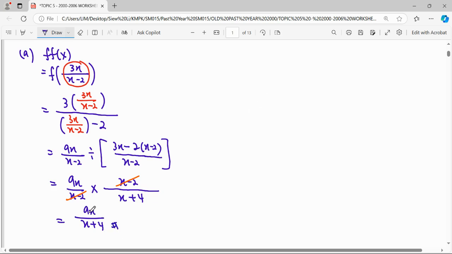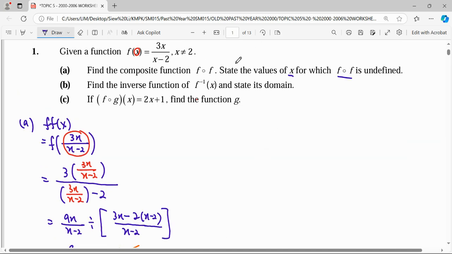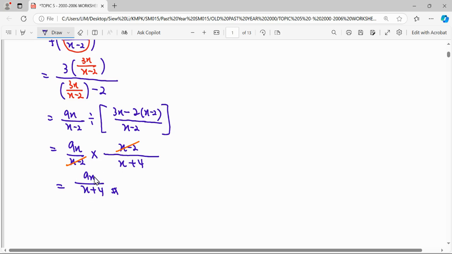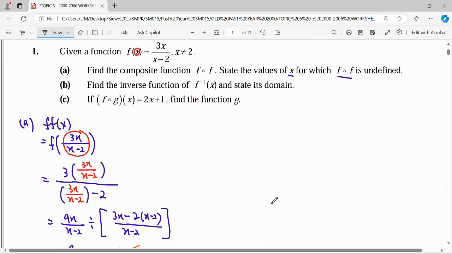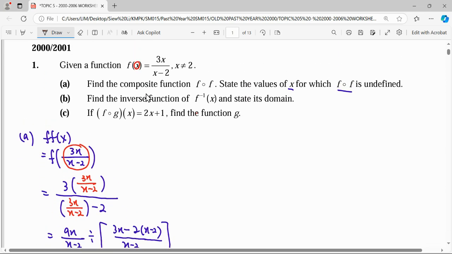So when we come to this fraction, the question asks us to state the x value where this is undefined. How do we make a rational function undefined? The composite function is undefined, meaning it does not exist, when the denominator equals 0. So x will be negative 4, which will make the function undefined. Then continue to part B. Find the inverse function of f(x) and state its domain.